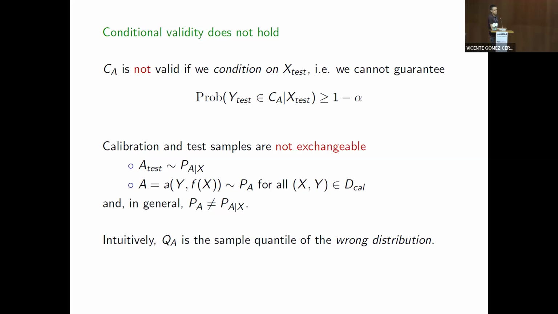So this doesn't hold, and I point this out because I like to see this as a non-exchangeability problem. It's not that surprising, because exchangeability is the only assumption for conformal prediction, and if something doesn't work, it means that this assumption is violated. This is probably a bit intuitive, but you can see why conditional validity doesn't hold.